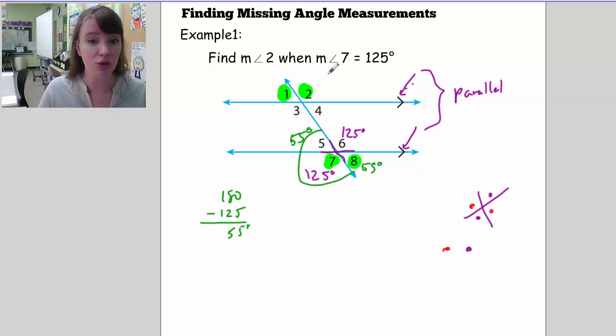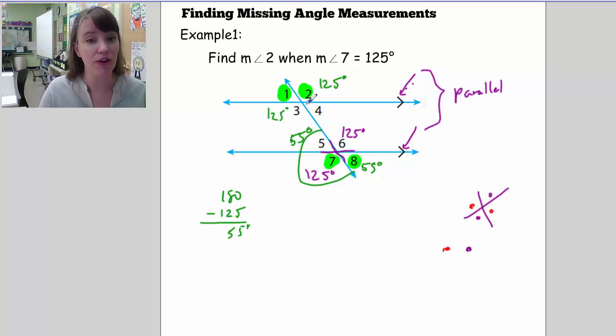Now notice that 2 is on the right side of the transversal and 7 is on the left side. So these are alternate exterior angles, and so I know that they're actually congruent. So I know that angle 2 has to be 125 as well. Okay, now if I had to get any other angle in the top cluster, I know that 2 and 3 are vertical angles, so this is also 125.